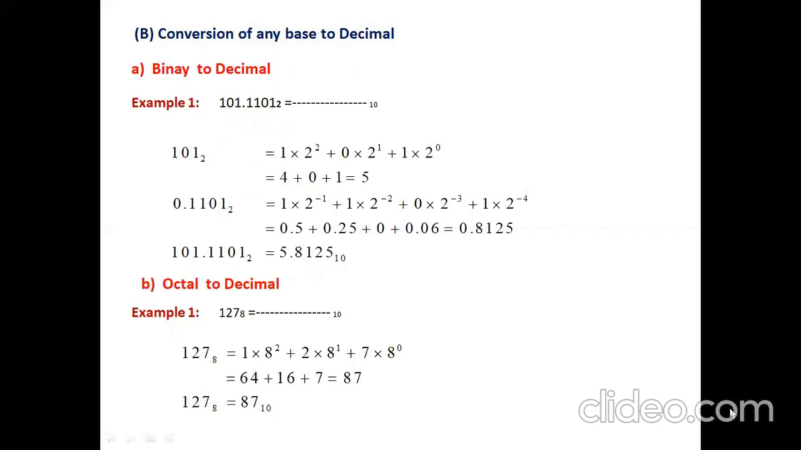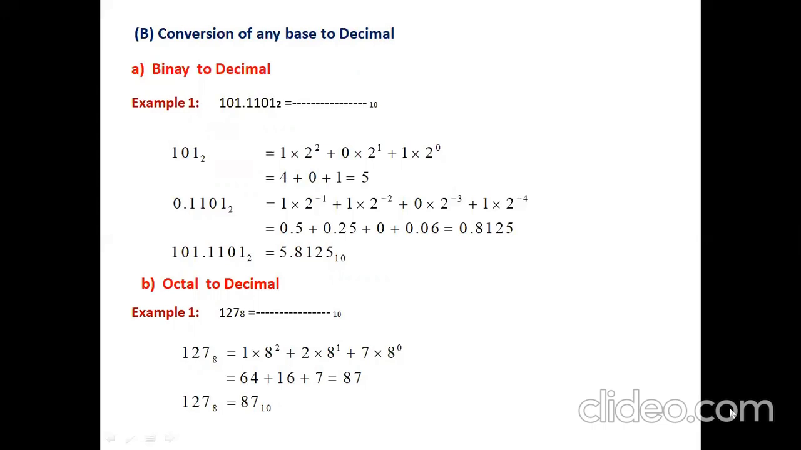That means we are starting from right to left, starting with the power of 2 as 0: 2 to the power of 0, 2 to the power of 1, 2 to the power of 2. Like that we are going to start, multiply with the corresponding powers of 2, and then we add, and we get the answer as 5.